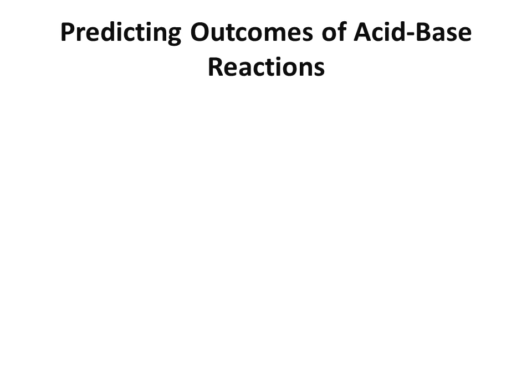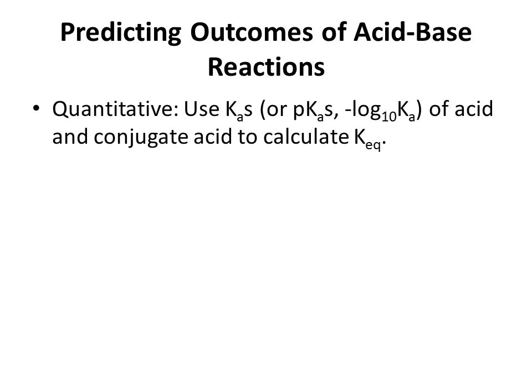Predicting outcomes of acid-base reactions. Well, first, there's a quantitative way, meaning using numbers, to predict whether an acid-base reaction is successful. That uses the Kas, or pKas, which are minus log base 10 of the Ka, of acid and conjugate acid, to calculate the Keq, the equilibrium constant.